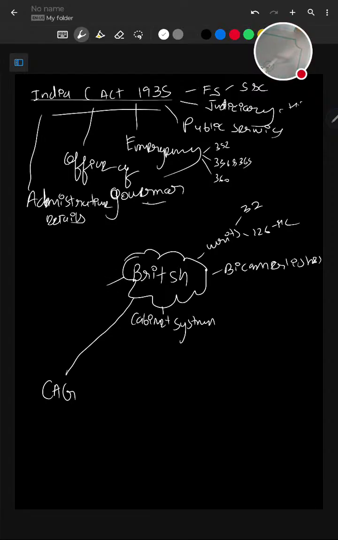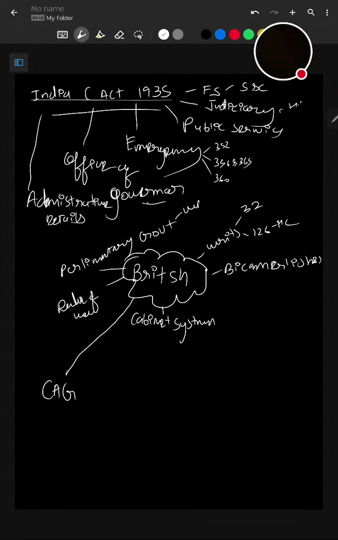And rule of law. Then your parliamentary government, or you could call it Westminster government. And lawmaking procedure and parliamentary privileges.